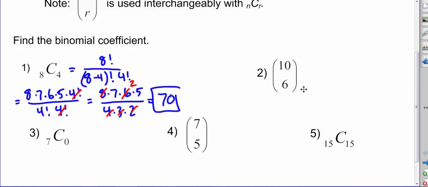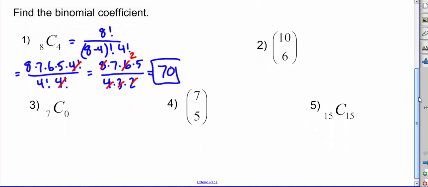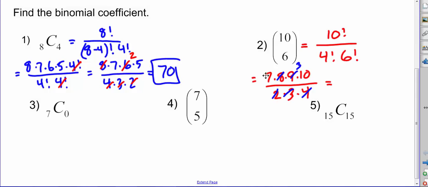All right, so number 2, let's do the same thing. We're using the alternate notation here, but this is the same as saying 10C6. And so what we would do here is the numerator would be 10 factorial. The denominator is 10 minus 6 factorial times 6 factorial. Would look something like that. And 7 times 10 is 70 times 3, 210.